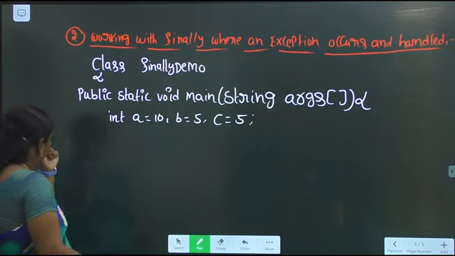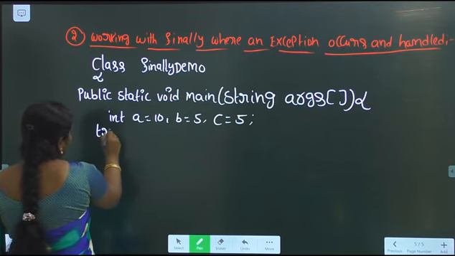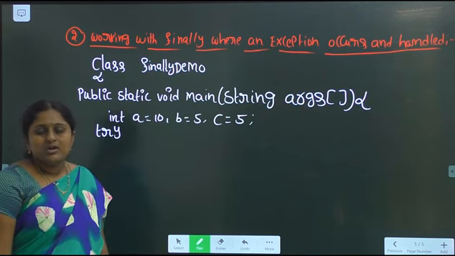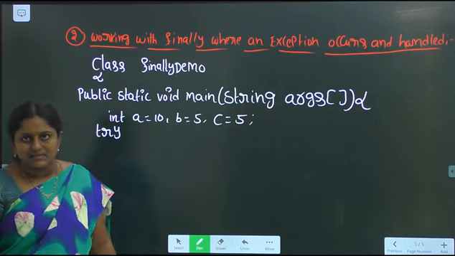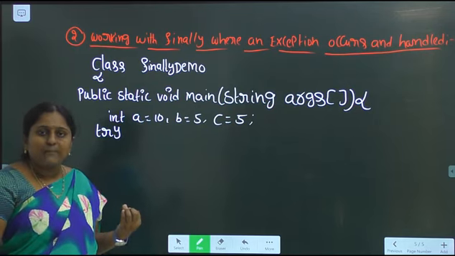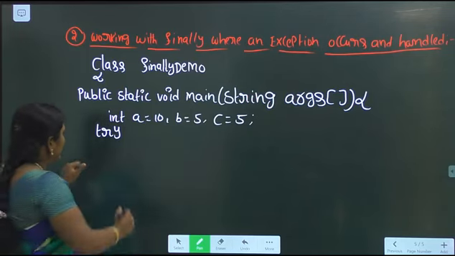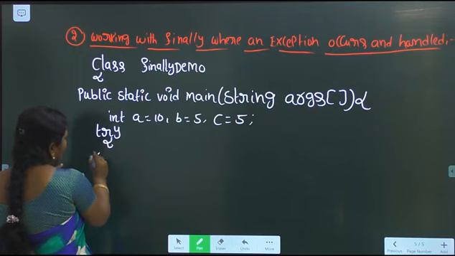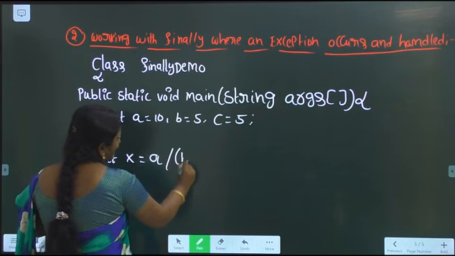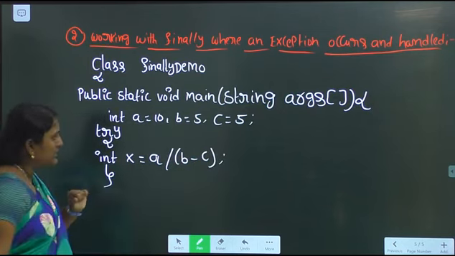So here I am writing one try block. Which statements can we place inside the try block? If there is any chance of raising exceptions, those statements we write inside the try block. What is the importance of the try block? It identifies the exception. Suppose here I am writing one statement: int x equal to a by b minus c. Here I am closing the try block.